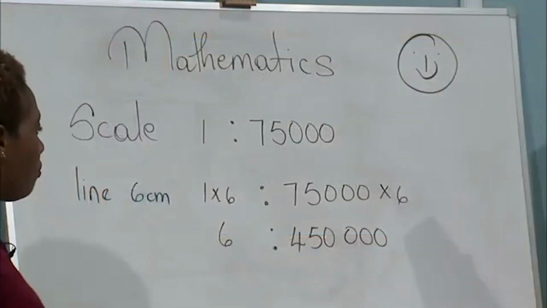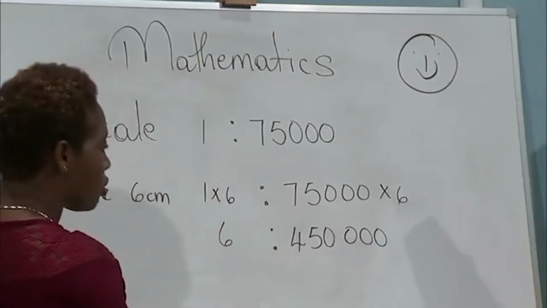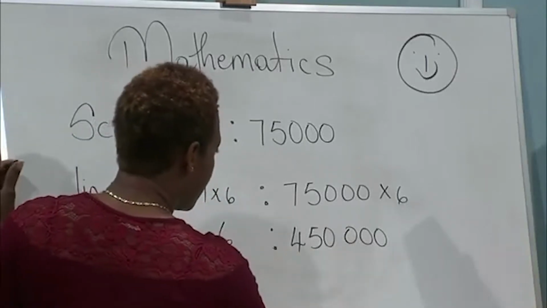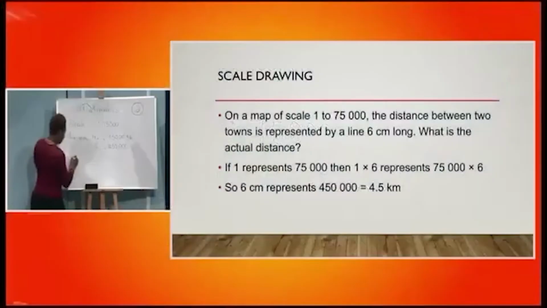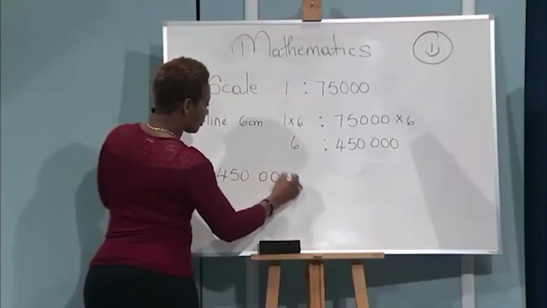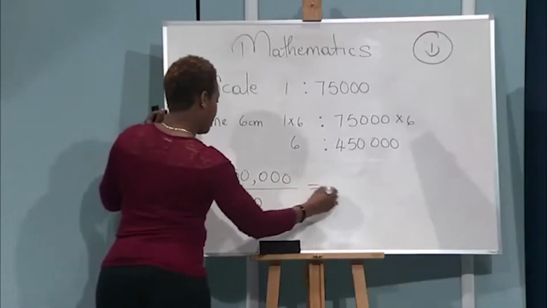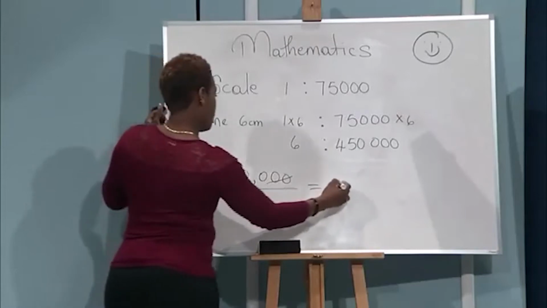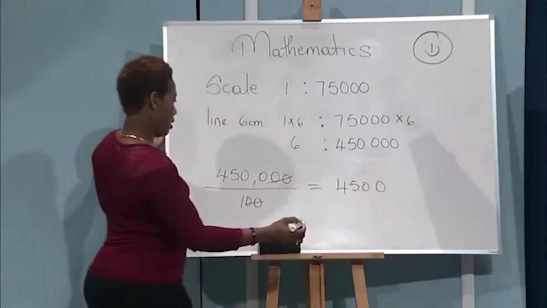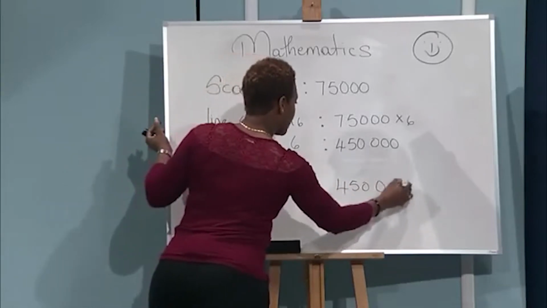Now, we really don't talk about 450,000 centimeters in real life. So you would simply convert this to a unit that we'd conventionally use. So let's convert it to meters first. So we have 450,000 divided by 100, and that would give us 4,500, that would be meters.